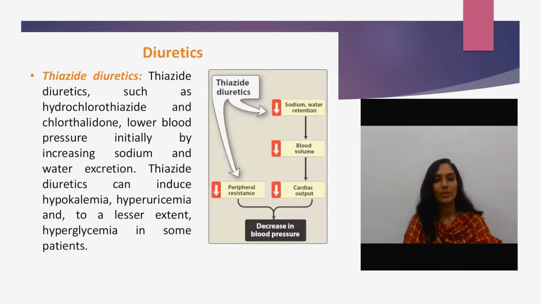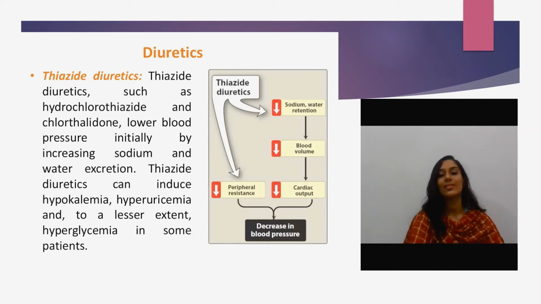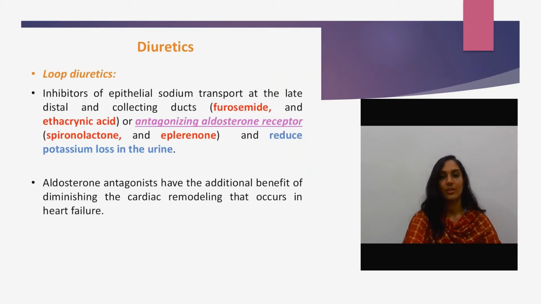Starting with diuretics, that is thiazide-type diuretics, for example hydrochlorothiazide and chlorothalidone. They lower blood pressure initially by increasing sodium and water excretion. They can induce hypokalemia, hyperuricemia, and, to a lesser extent, hyperglycemia. Reducing sodium and water retention reduces blood volume, which reduces cardiac output and peripheral resistance, and causes a decrease in blood pressure.